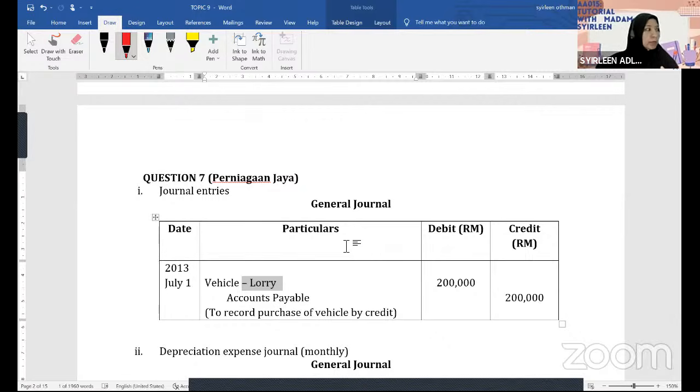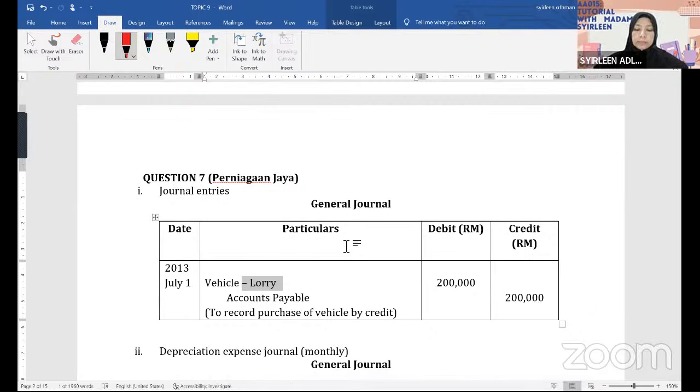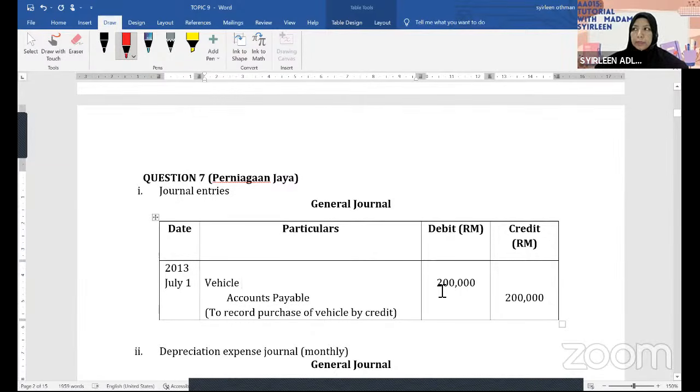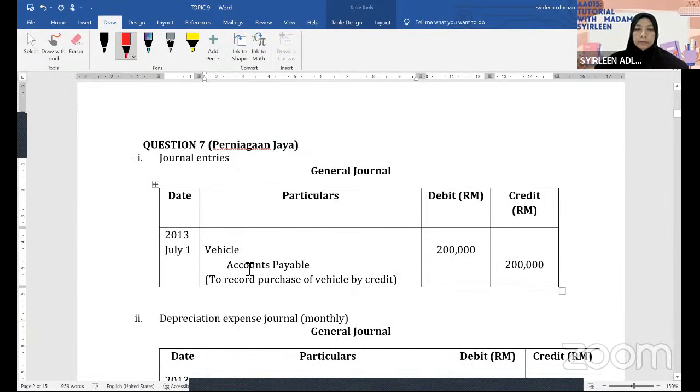Okay, ada setengah student akan tanya, is it okay if I use lorry instead of vehicles? Okay, for this question you're not supposed to use lorry sebab dalam soalan dah diberi vehicles from the beginning. Okay, so we are going to use vehicles terus. Okay, so vehicles kita akan debit 200,000, right? And then kita akan credit accounts payable.